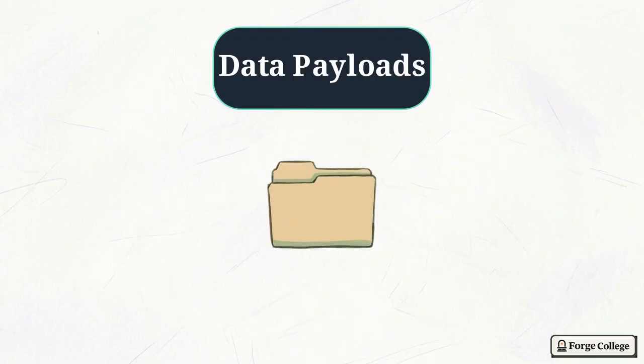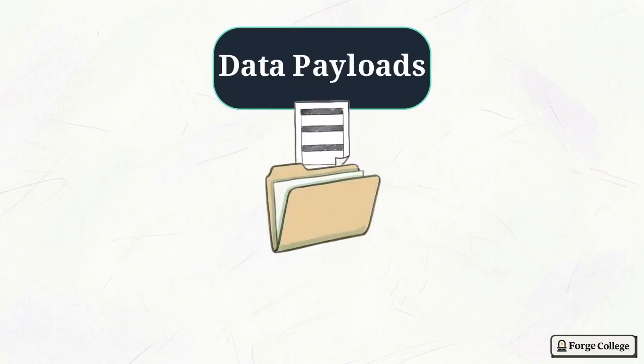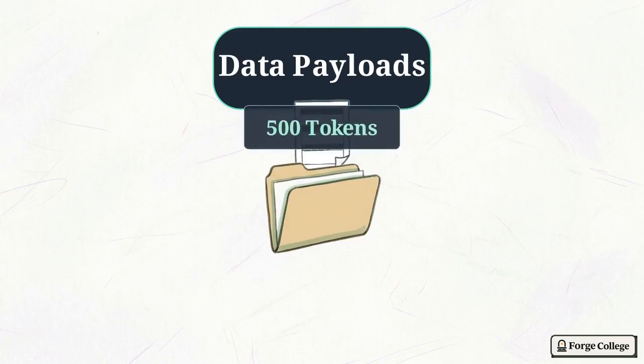Data payloads, on the other hand, are the non-indexed values. If topics are the labels on the folders, the data payloads are the detailed documents hidden inside. When you open those folders, you find the exact numbers, like the specific amount of tokens transferred.